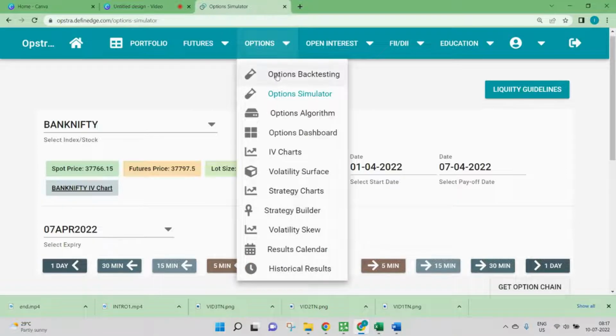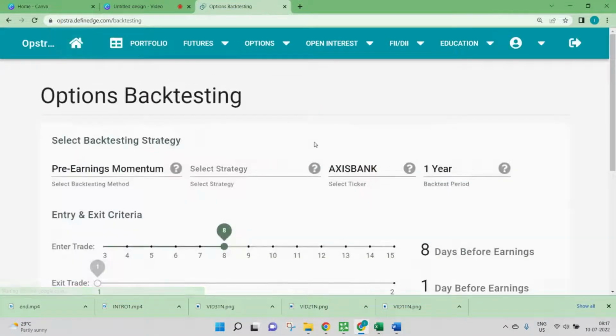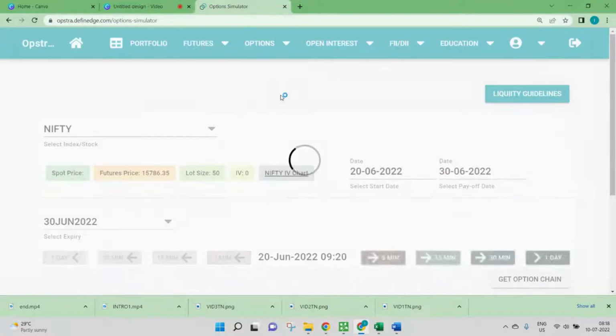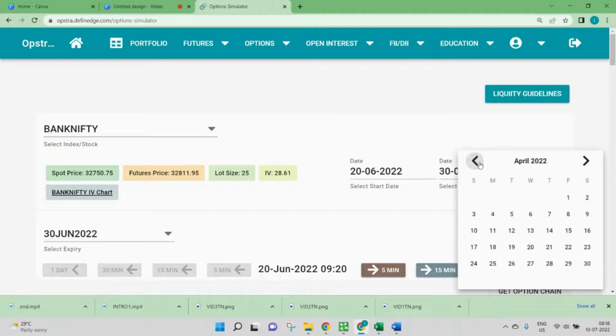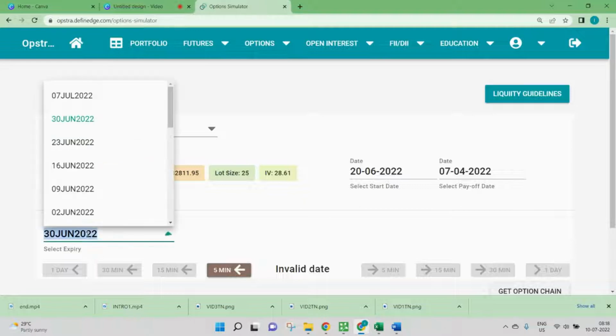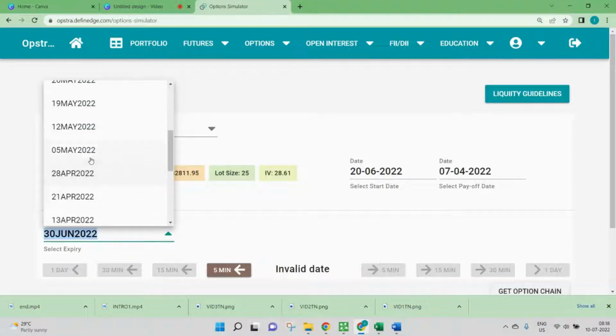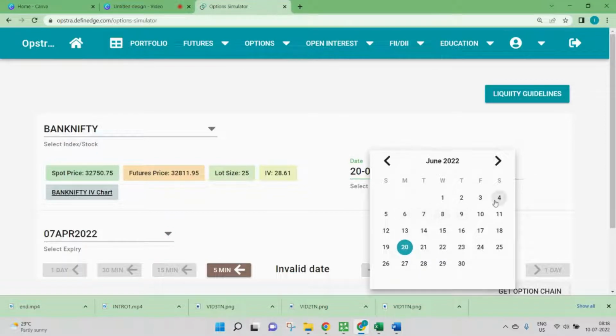Let me just refresh Opstra. This was supposed to go off, that was the reason I was wondering. So we'll go to the option simulator again, Bank Nifty 7th April expiry. And we have to take a trade on 4th now, because on 4th our stop loss got hit.